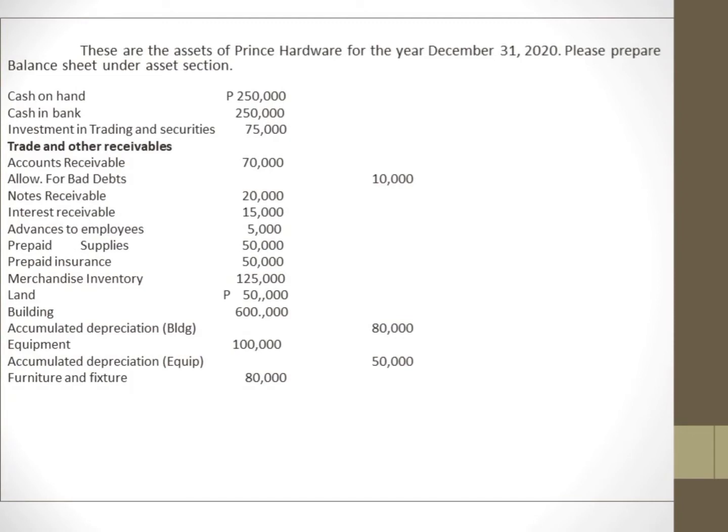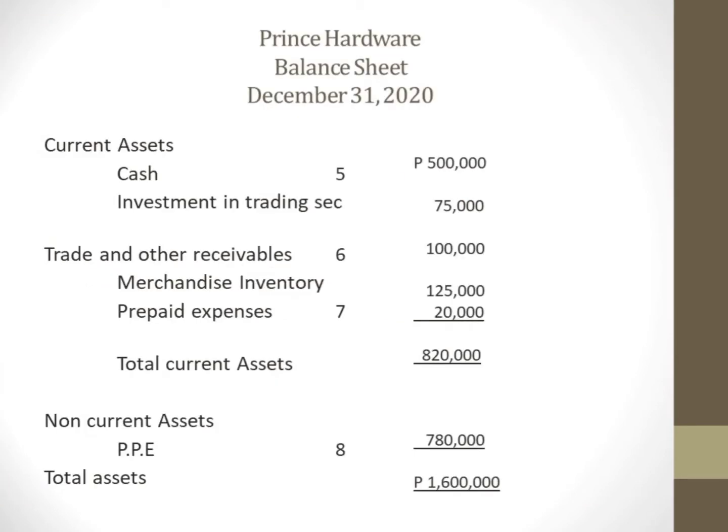Please prepare the balance sheet under the assets section. These are the accounts that we will be preparing. Later we will check these accounts with the notes indicated. Now, we have prepared the balance sheet under the assets section. So try to familiarize. In the heading, we have the name of the business, Prince Hardware, and also what type of report we are preparing, balance sheet, and the month, date, and the year. So December 31, 2020.